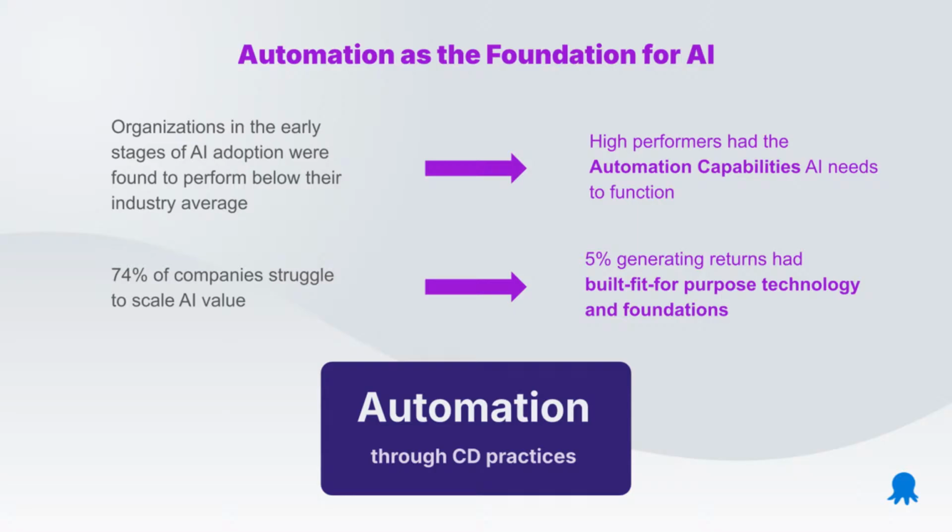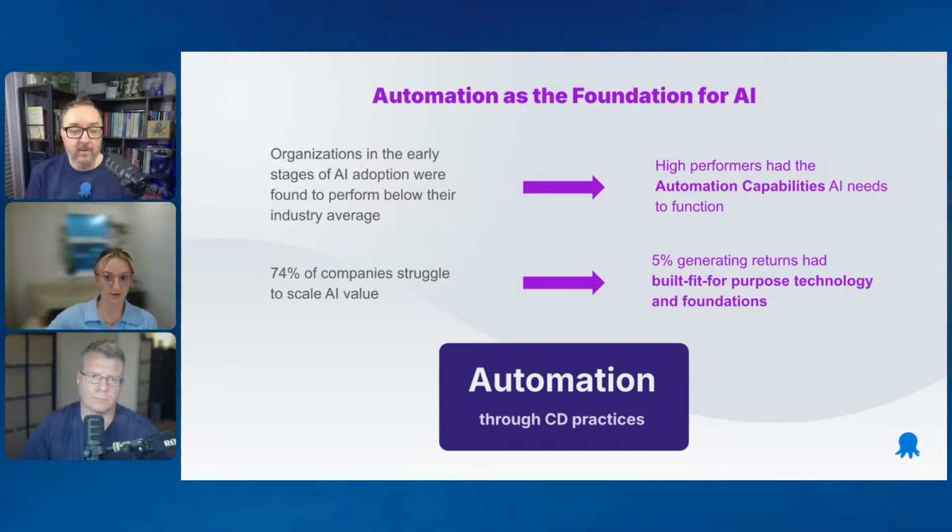So this slide is saying that there were a few studies that we found, and there's actually been a lot since I've written the report, where organizations in the early stages of AI adoption were found to perform below the industry average, and that's from an enterprise maturity study by MIT. And high performers had the automation capabilities that AI needs to function well. So we're able to see the value of it.